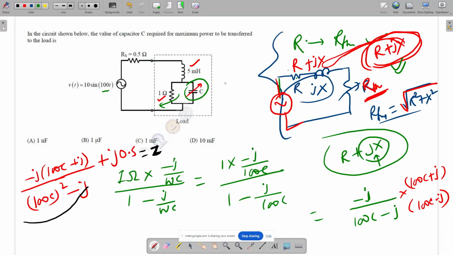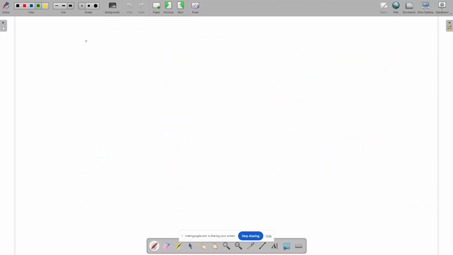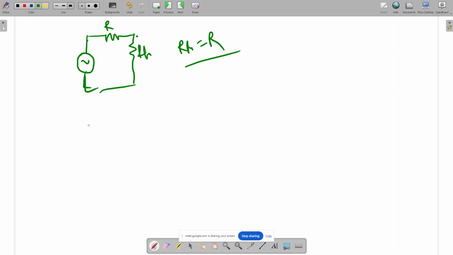Now the third case. Overall, what we have to do is make this whole network purely resistive. I will explain once more. I will write all the cases. In the first case, only R and this is RTH, so RTH is equal to R. Second case, R plus JX and this will be R, so R will be mod Z.